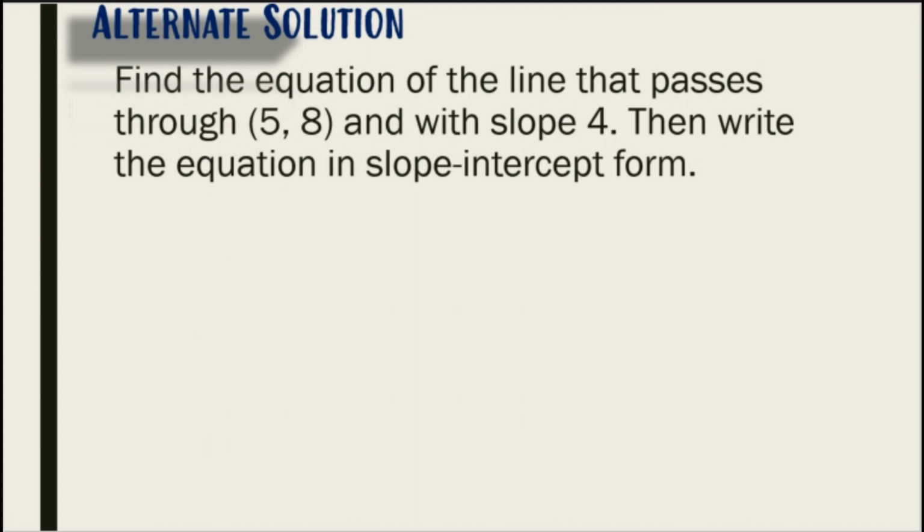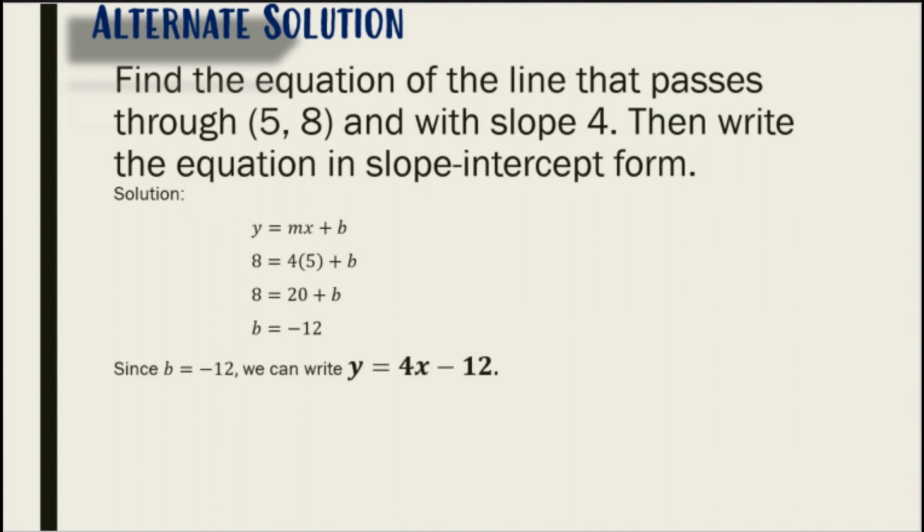So for this solution, replace m by 4, x by 5, and y by 8 in the slope-intercept form. So we have 8 equals 4 times 5 plus b. So the y-intercept, or b, is equal to negative 12. Since b equals negative 12, the equation of the line that passes through (5, 8) and with slope 4 is y equals 4x minus 12.